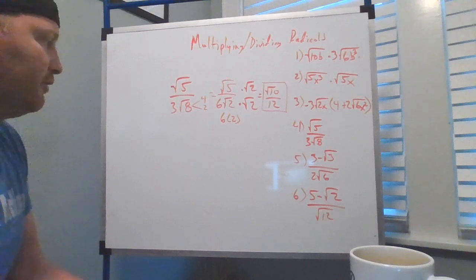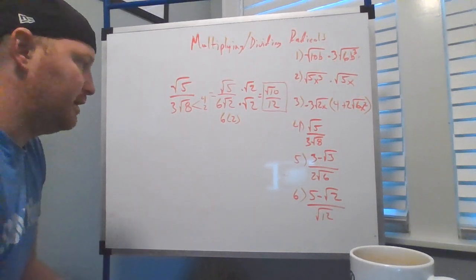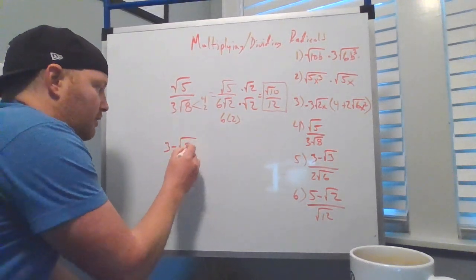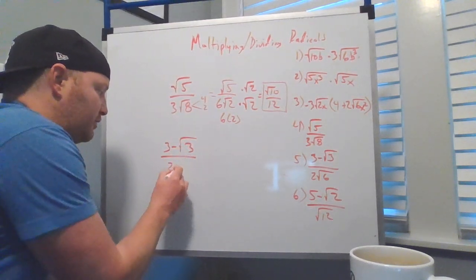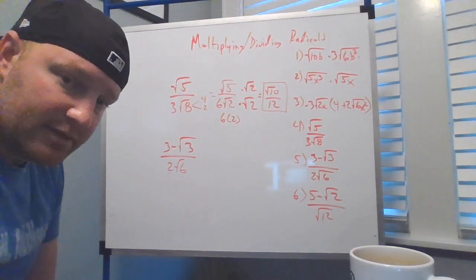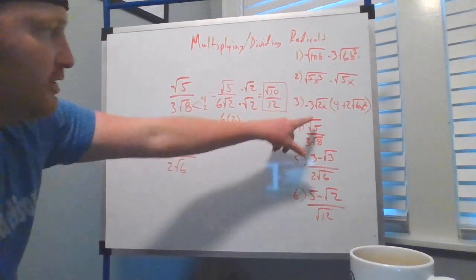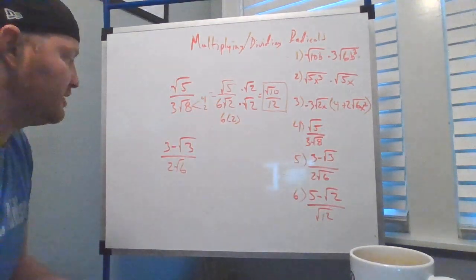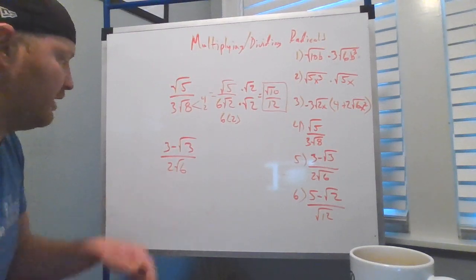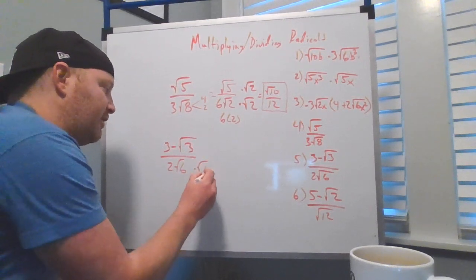Number 5, I will do right beneath it, and then I'll devote all that room to number 6. Number 5 says 3 minus radical 3 over 2 radical 6. Now you have not seen a problem like this, but we've done stuff like this yesterday and just today with distributive property. So we're doing the same thing essentially. I cannot simplify radical 6, so I'm just going to multiply my radical 6 out on top and bottom.